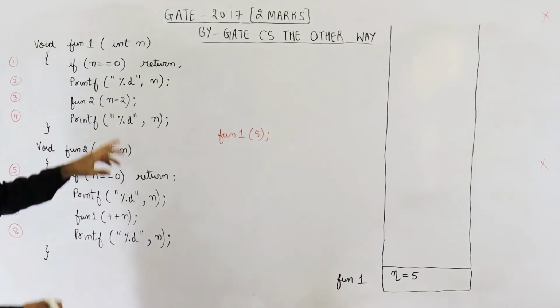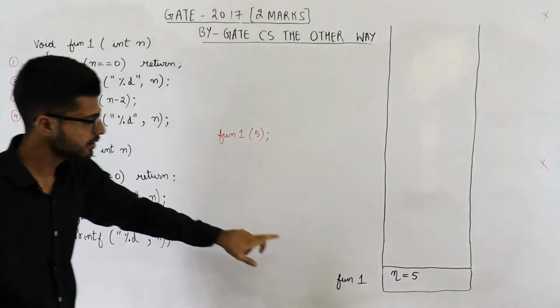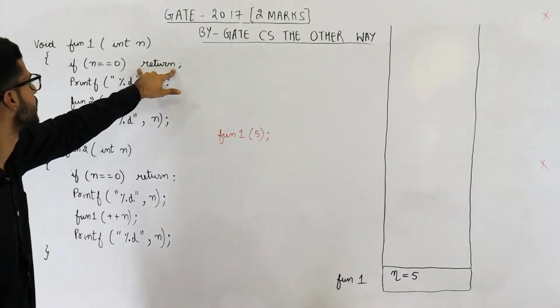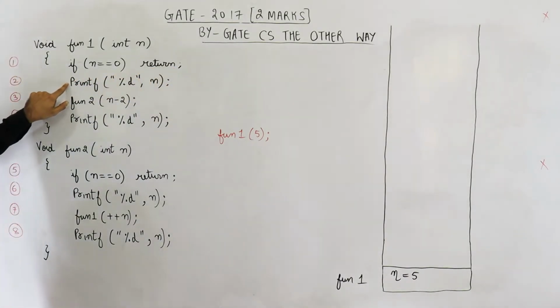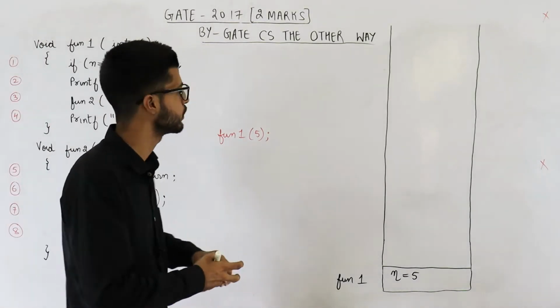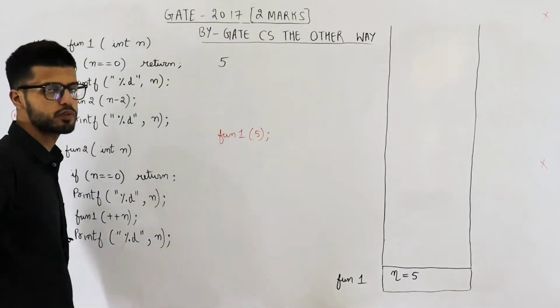First line says, if n is equal to 0, then return. But n is not 0, n is 5. So we will not execute this return statement. Then the second line says, printf %d n. That means print whatever is the current value of n. So I'm writing the output here. So 5 will be printed.